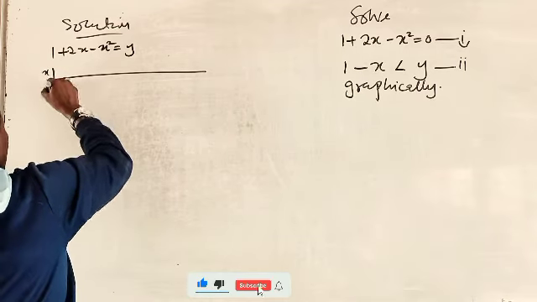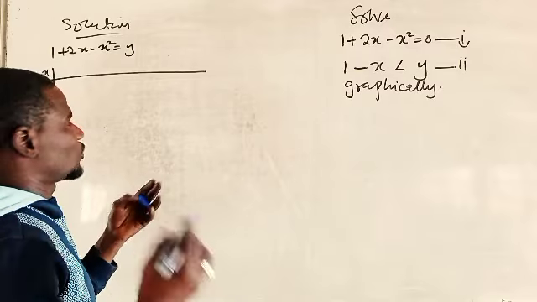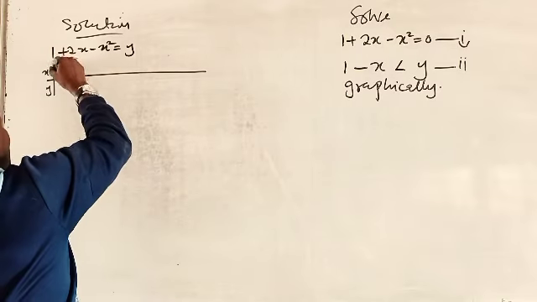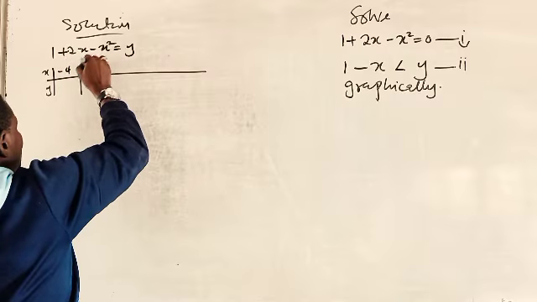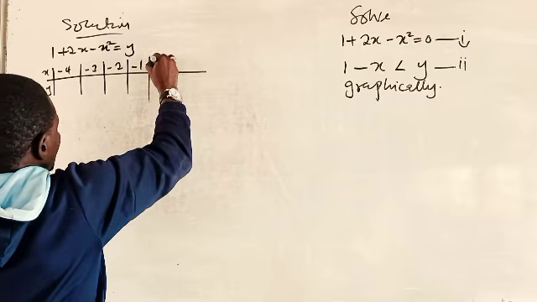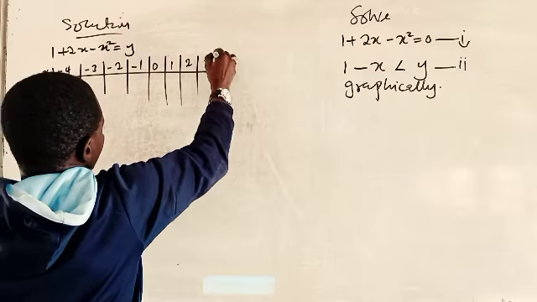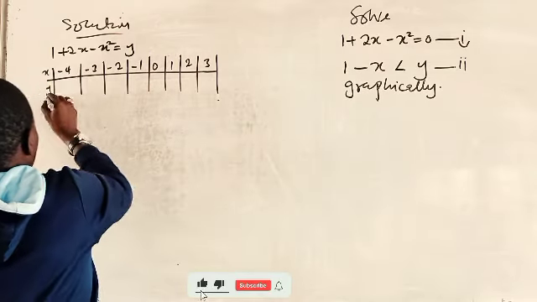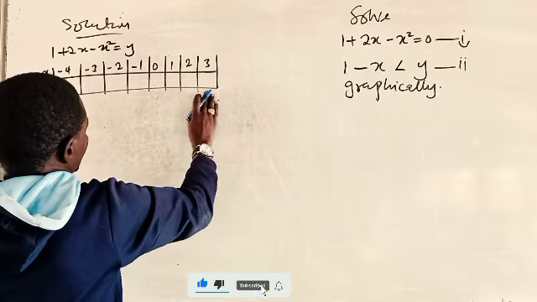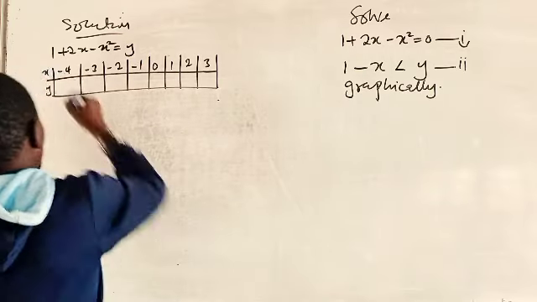Let's say x, this is y. Let's extract this value, maybe from minus 3 to plus 3 or plus minus 4. Let's say from minus 4 we have minus 3, minus 2, minus 1, 0, 1, 2, and we stop at 3. Now these are the rows and the columns we have.